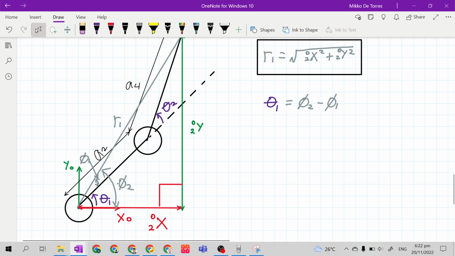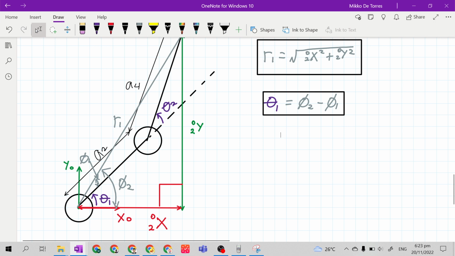Phi 2 is the opposite angle of the side y02, and inside phi 2 are the angles theta 1 and phi 1. So we have theta 1 equals phi 2 minus phi 1. Let's go back to this equation. We don't have the value for phi 2 yet, and we don't have the value for phi 1 yet. So what we need to do is find the value for phi 2 and the value for phi 1.